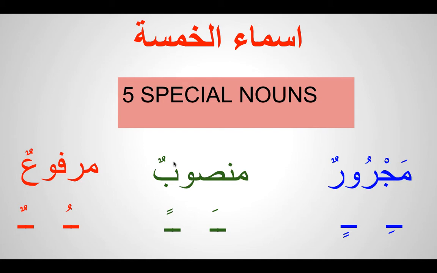So they have their own signs. So what are those signs? When they become mudaf, the sign of marfu will be waw. Waw is attached to them. So that's how we know it is marfu. And alif is attached to the noun, and that is how we know it is mansub. And ya is attached to the noun, and that is how we know it is majroor. Let's do the example, and inshallah you will understand completely.